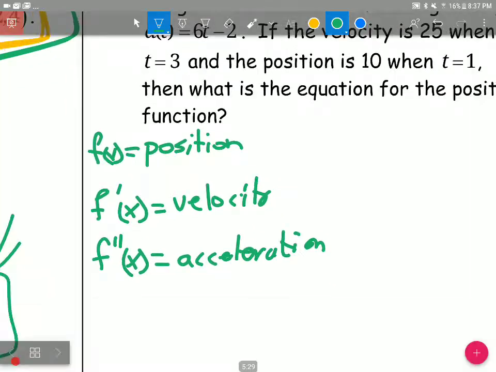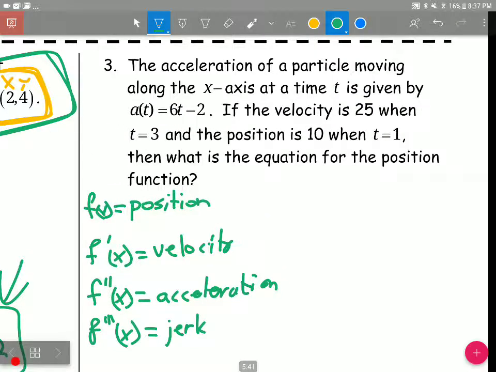And then the last point would be F triple prime. Is it jerk? Yeah, that would be jerk. Think of that as like g-force. All right, so what we've got here is we're given an acceleration, and then they give us a velocity point, and then they give us a position point.